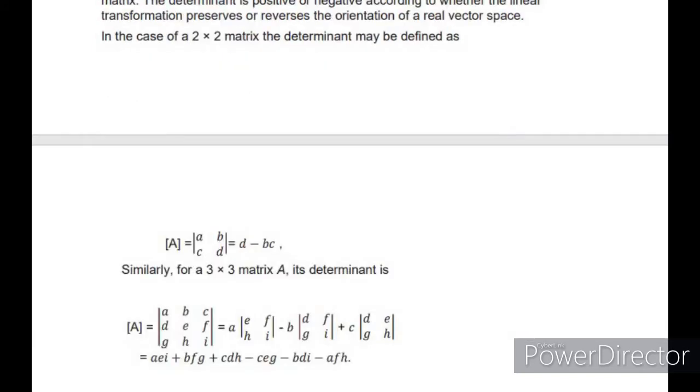So in the case of a 2 by 2 matrix, meaning 2 rows and 2 columns, the determinant may be defined using this formula. The determinant of matrix A, which is the matrix with rows A, B and C, D, is equal to AD minus BC. Okay, so this formula can be used in case of a 2 by 2 matrix, because, as you know, a 2 by 2 matrix is a square matrix.